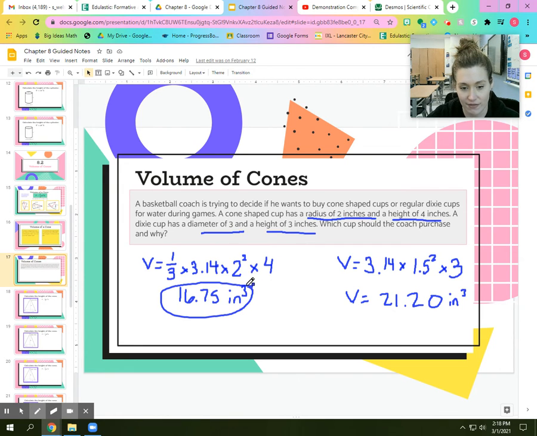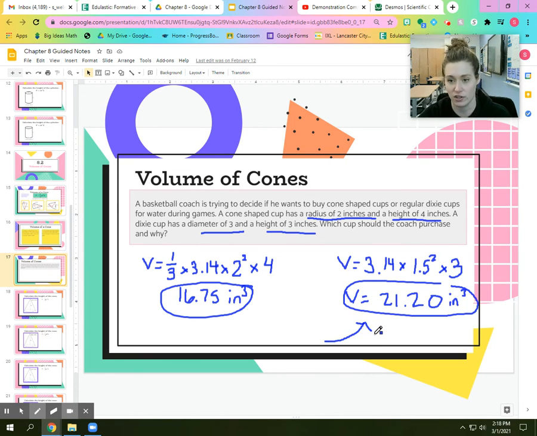So we can compare the difference between the two. This 16.75 is much smaller than this 21.2. So where's the better value here? We're going to be able to hold a little bit more water in the traditional Dixie cups as opposed to the cone-shaped cups. So we would recommend that the basketball coach probably buy the cylindrical shaped Dixie cups, not the cone-shaped cups, because they don't hold as much.